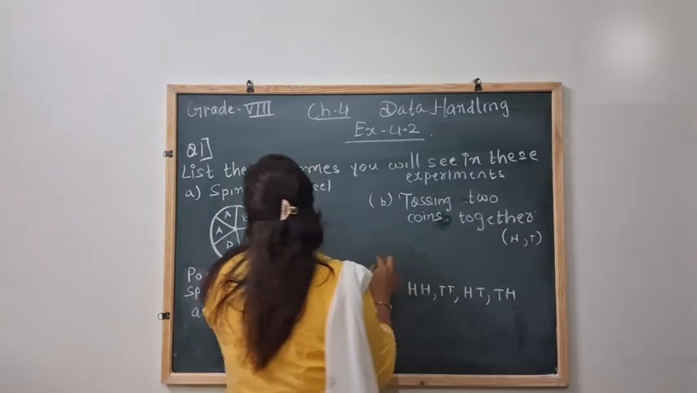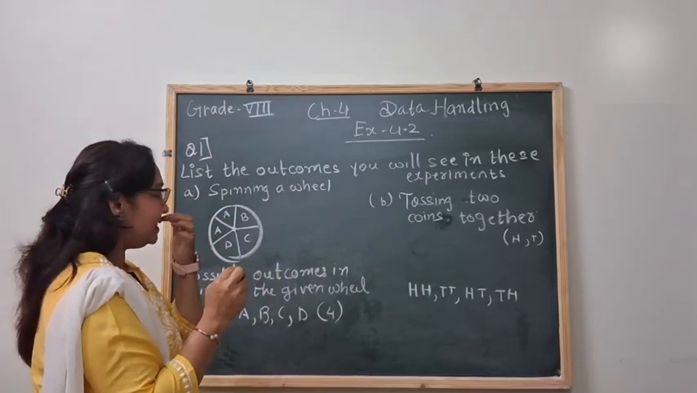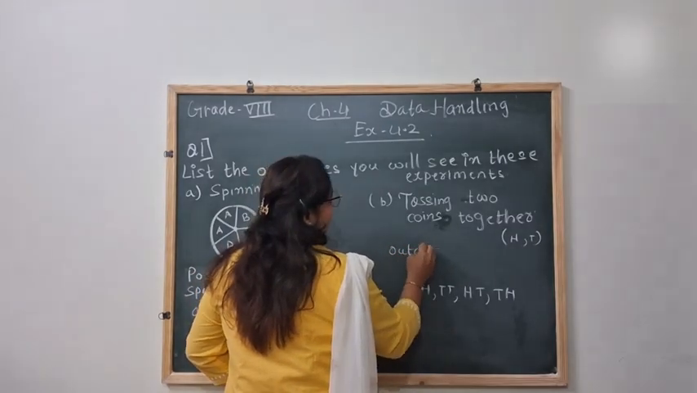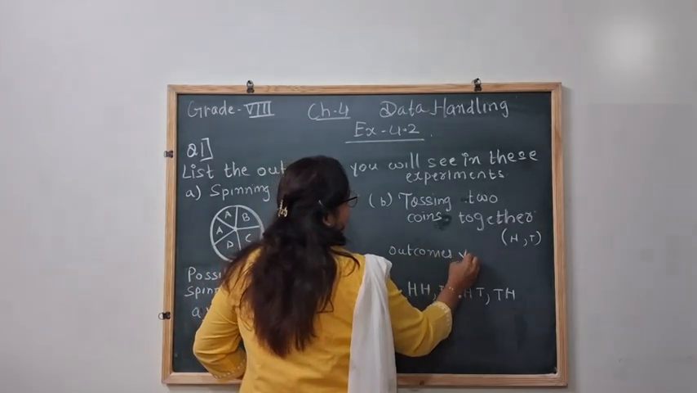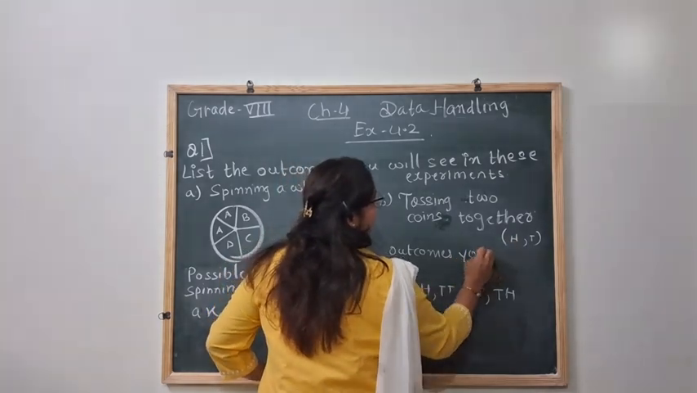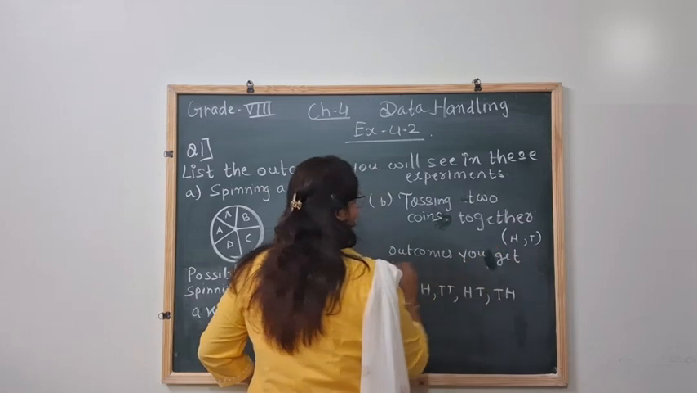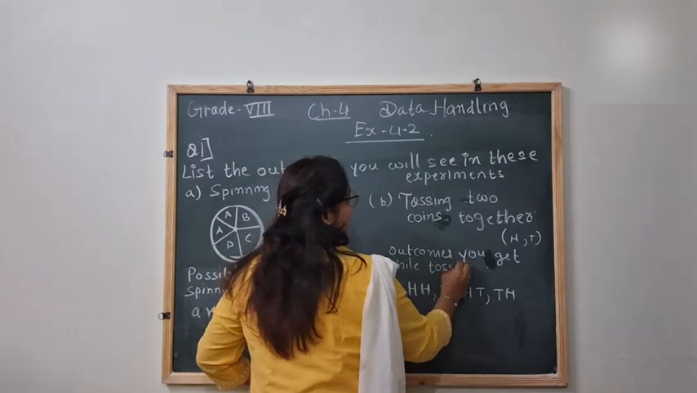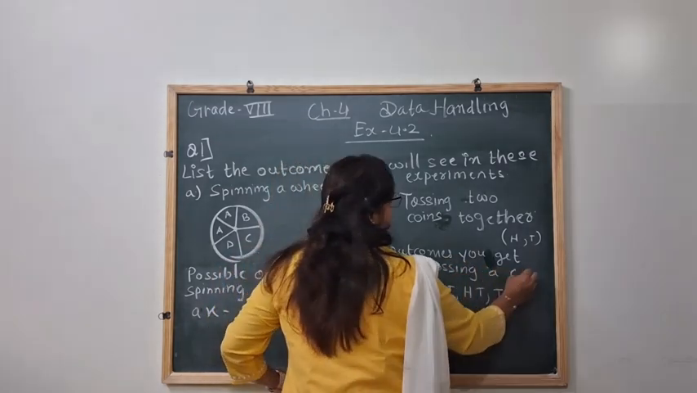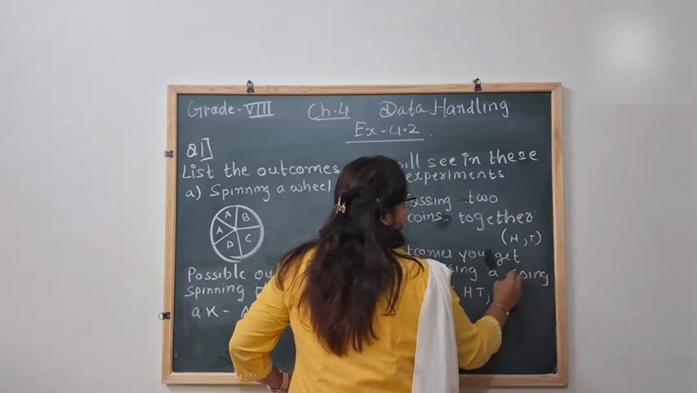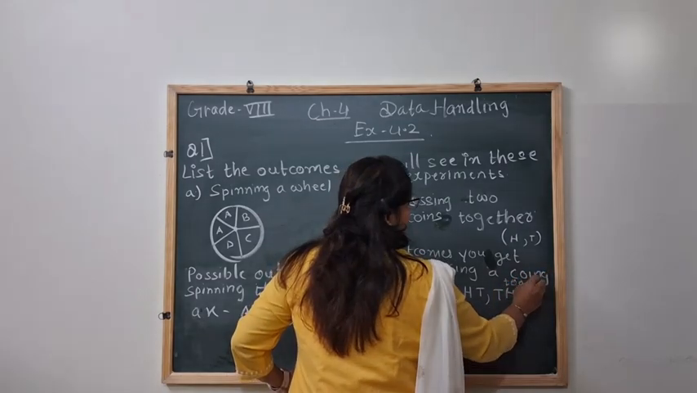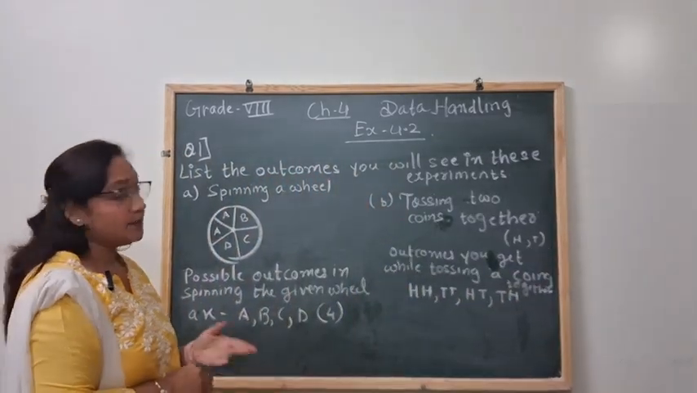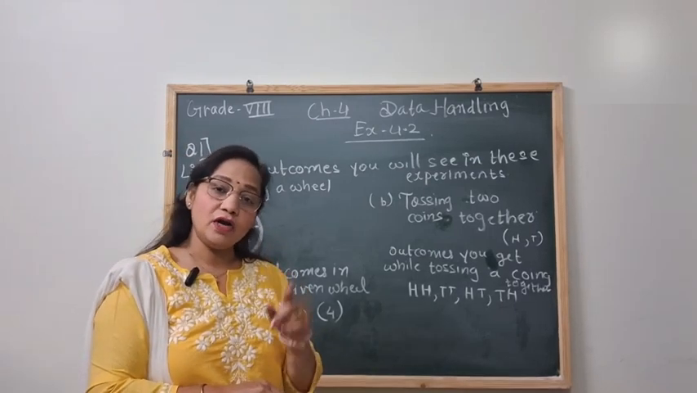You can just write it in a statement, students. Outcomes you get while tossing a coin together, because we are tossing here 2 coins together. Okay, suppose if I toss only one coin, then what outcomes you may get?